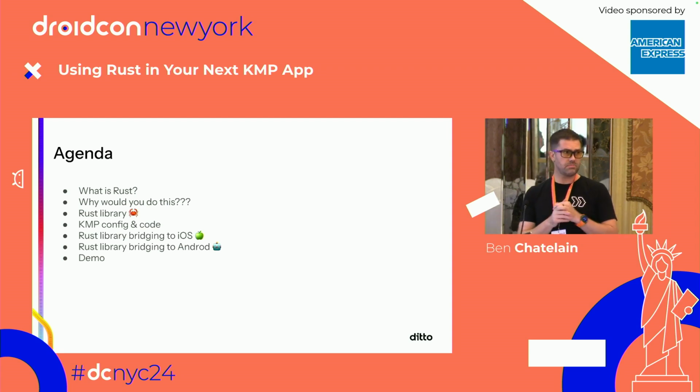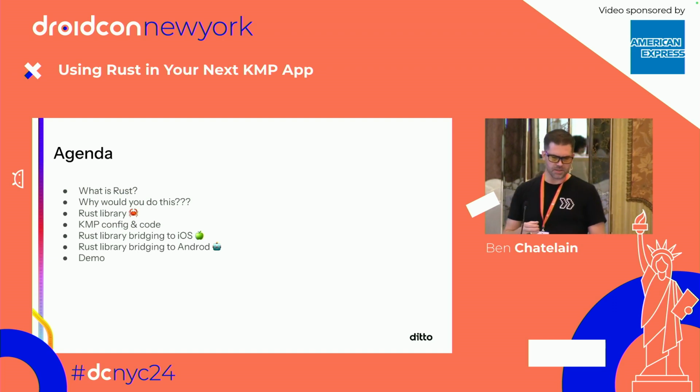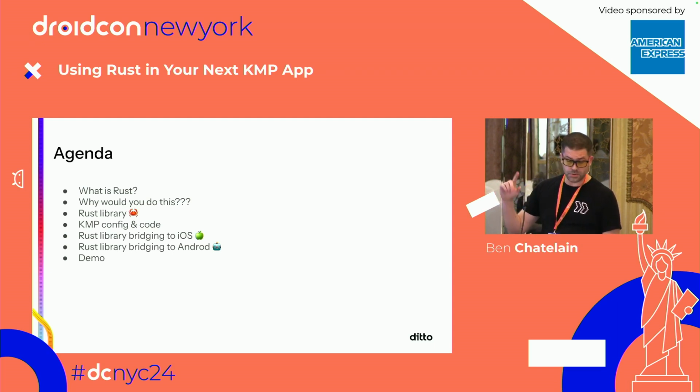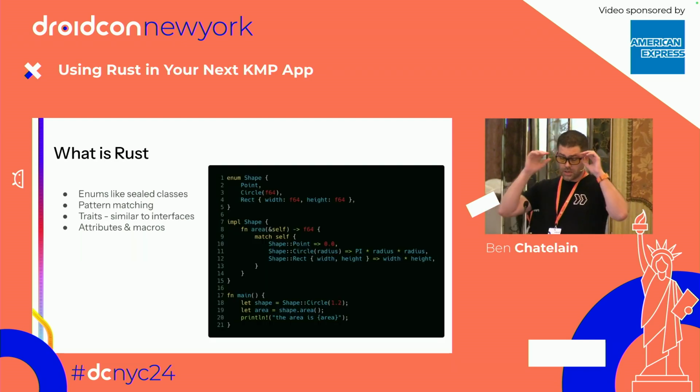So we are going to cover a brief intro to Rust, talk about why in the heck you would do this, look at a very, very simple Rust library, how to configure Kotlin Multiplatform, and the code to do the bridging. And then we'll bridge it over to iOS, bridge it over to Android, and then see it in action. So first, what is Rust?